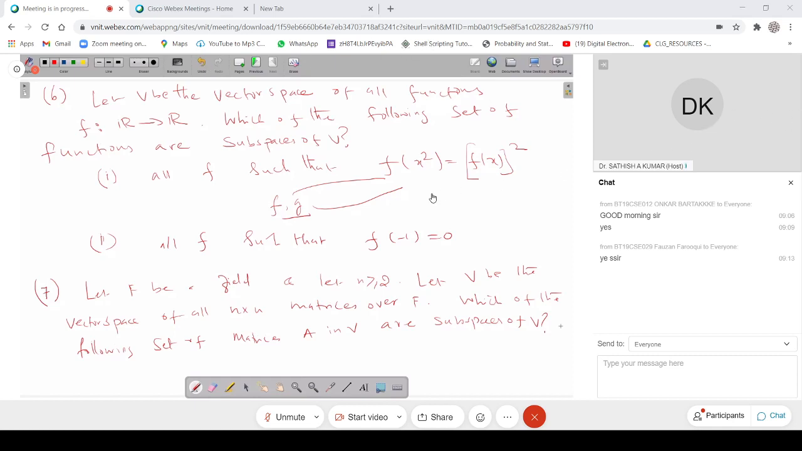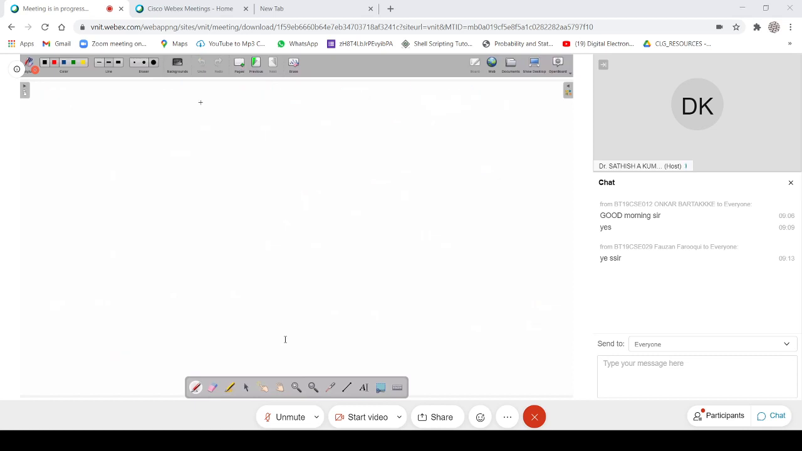Suppose you fix n equal to 2, that is 2 by 2 matrices, and then n equal to 3, it is 3 by 3 matrices. I mean, square matrices. And then which of the following sets of matrices A in V form a subspace or not? We'll give one or two problems in that. Similarly, we'll take all invertible matrices. Can you verify whether all invertible matrices form a subspace?